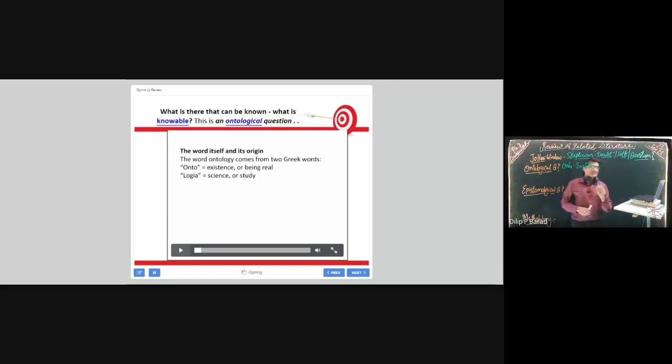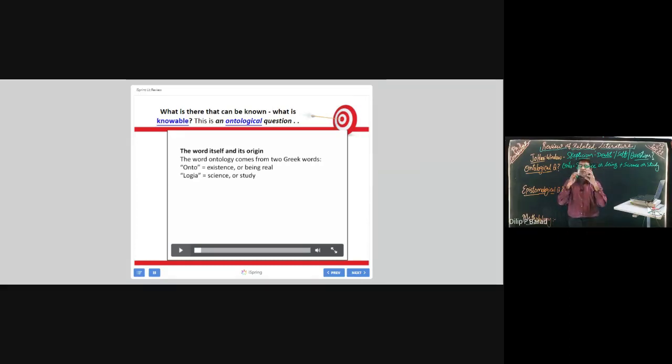Existence, or you can say being. Yes, onto. And logia means the study, yeah? Plus science or study, okay. Yes. Ontological. So you can say that what is this question is the study of existence.